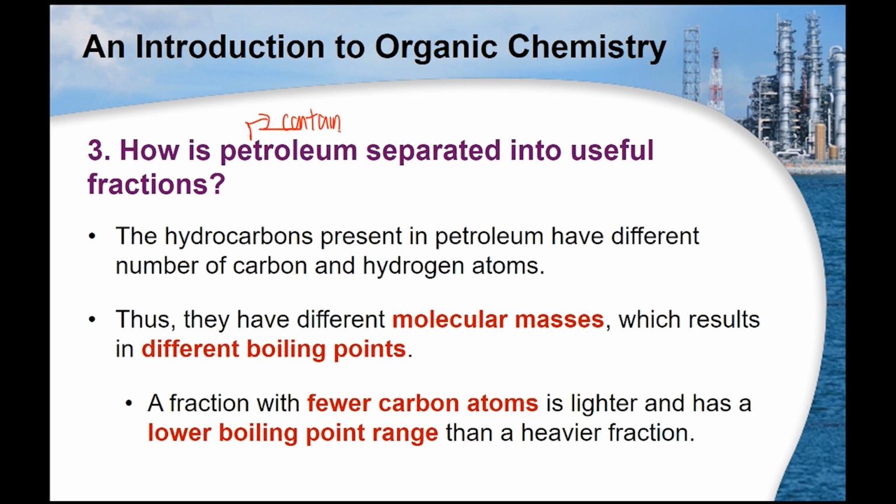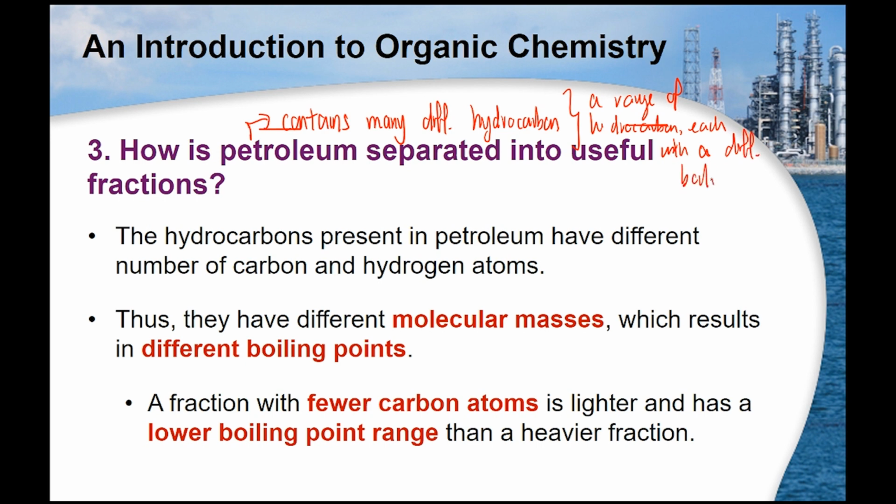So inside petroleum itself, you have many different hydrocarbons, and they have a range of boiling points. Now, if they have a range of boiling points, do you know how we can separate them out into the individual components? You learned this method at the start of last year in Sec 3. It is none other than fractional distillation, which separates components based on their different boiling points.